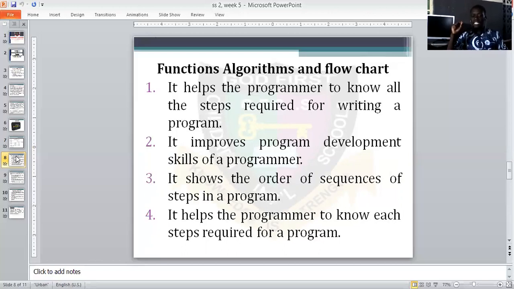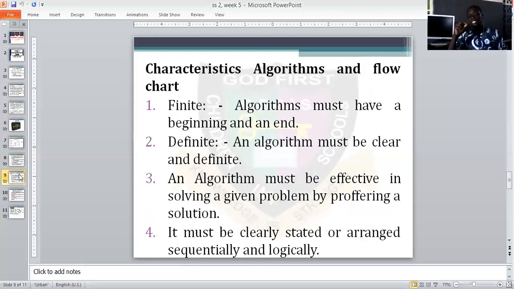Then four, it helps the programmer to know each step required. You know what to do next. Because you already have a plan, you already have a template, you already have a drawing of how you want to go, you will know what to do next. These are some of the functions of algorithm and flowchart.